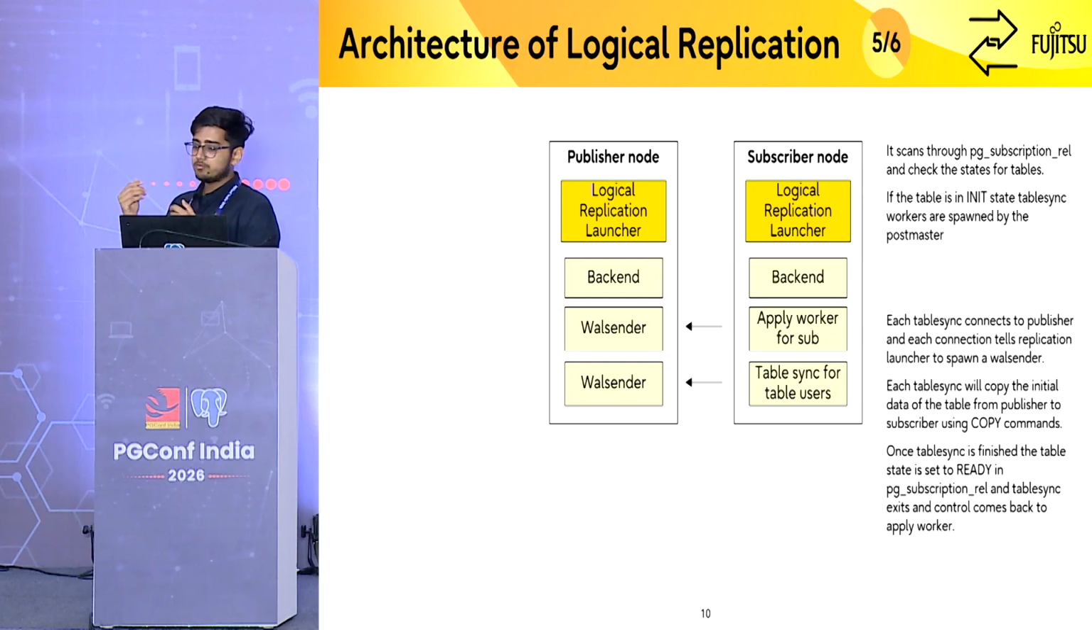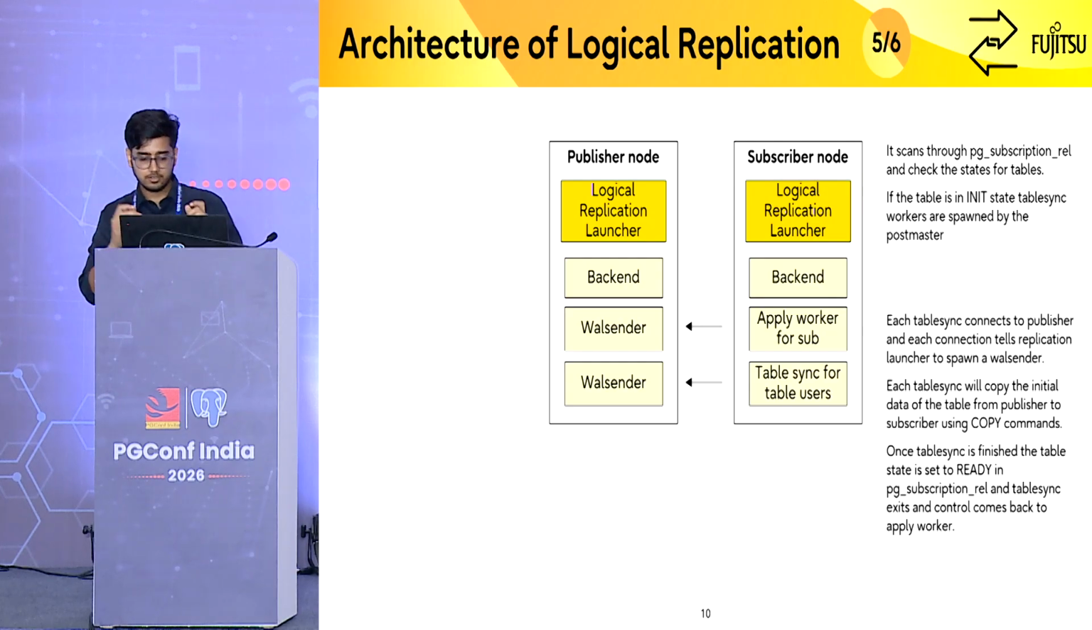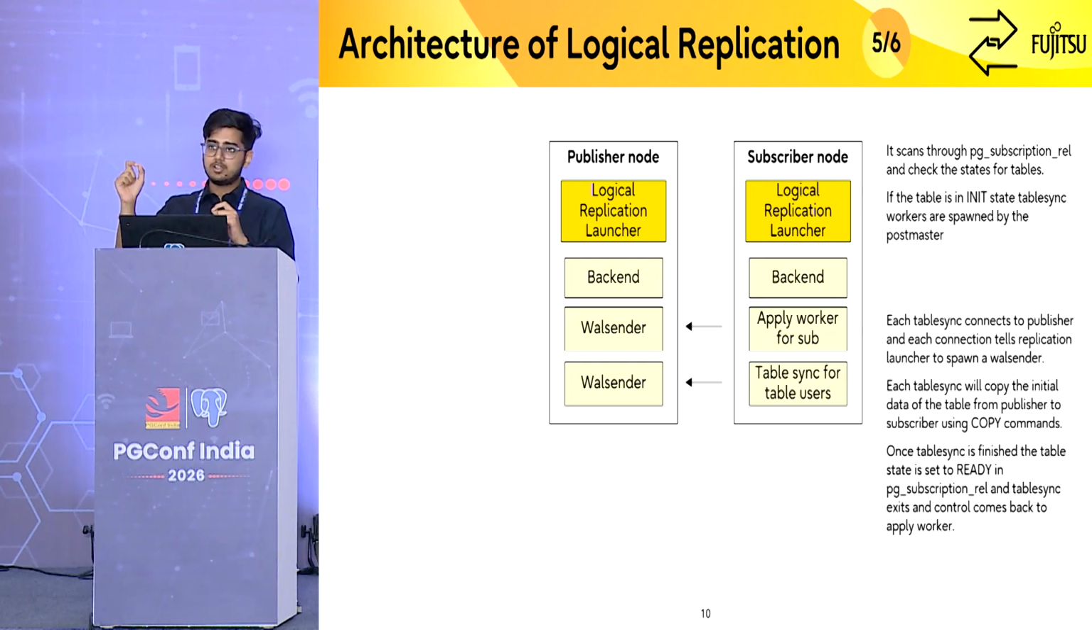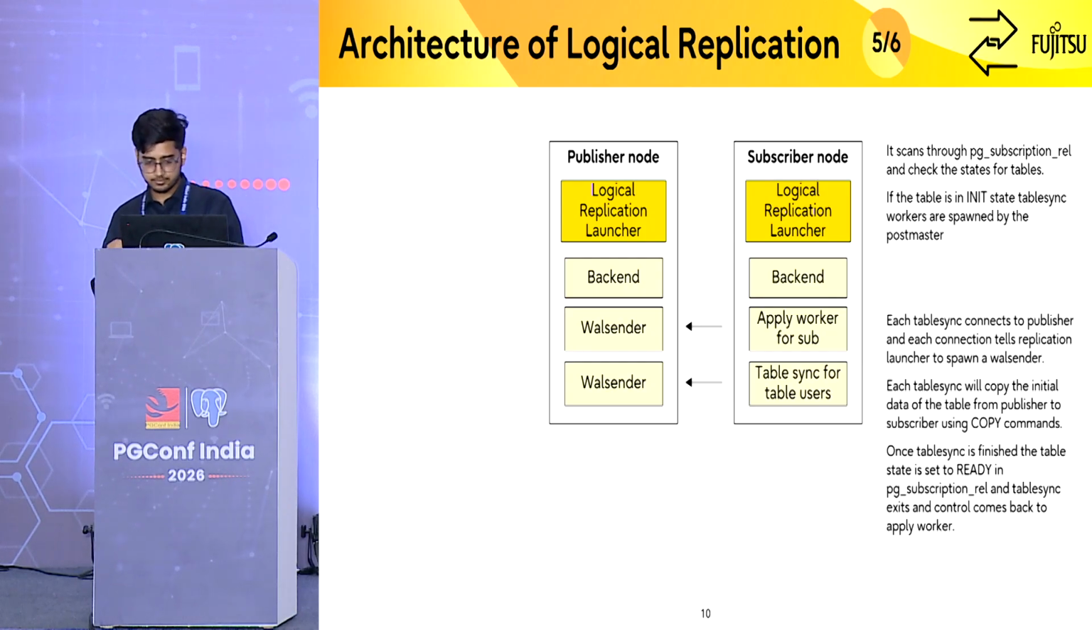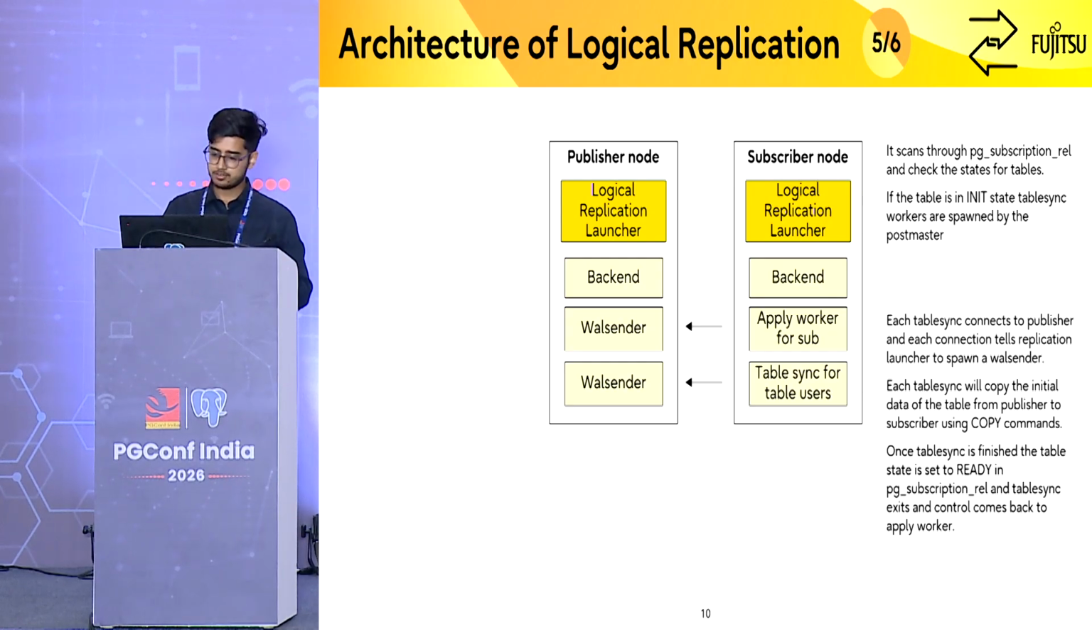When the table sync worker starts, it will connect to the publisher node and get the initial data for each of the tables. For each table, a particular table sync worker will be spawned. A copy command will run for each table sync worker, and it will do the initial sync for each of the tables. Once it is done, the table sync will mark the state as ready for each of the tables, and then it will exit, and the control comes back to the apply worker.